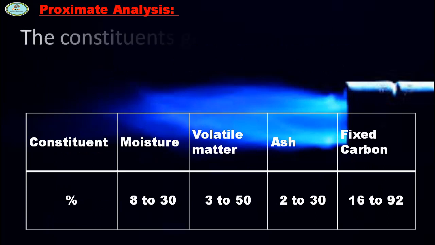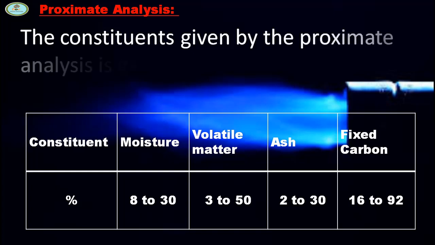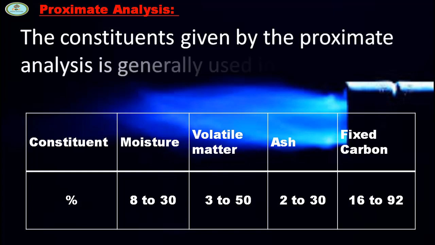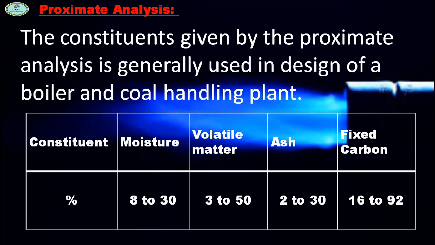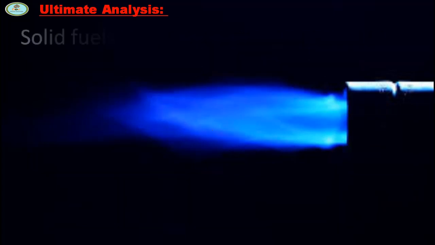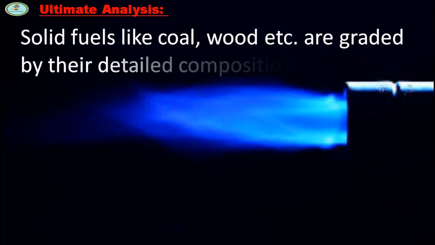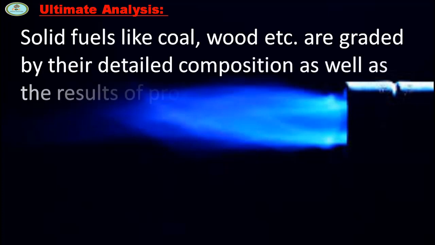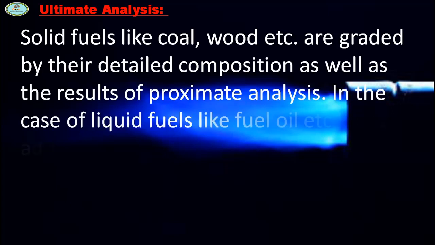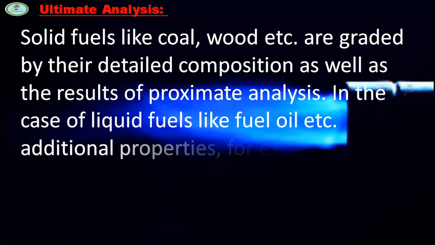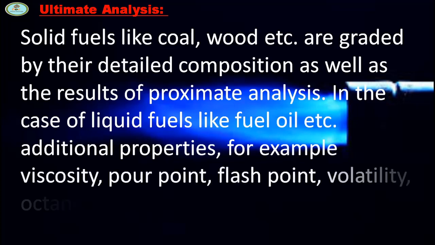The constituents given by the proximate analysis are generally used in the design of boilers and coal handling plants. A typical proximate analysis is given here. Solid fuels like coal and wood are graded by their detailed composition as well as the result of proximate analysis. In the case of a liquid fuel like fuel oil, additional properties, for example viscosity, pour point, flash point, volatility and octane number, become relevant.